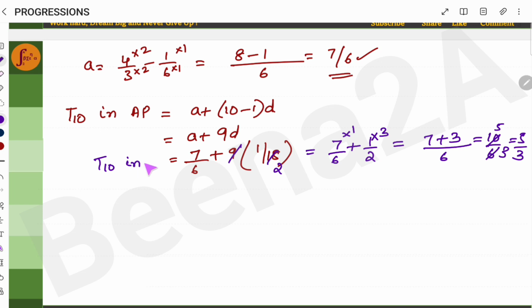So this is in arithmetic progression. Now I have to find the 10th term in harmonic progression. Just take the reciprocal of this. The reciprocal of 5 by 3 is, reverse it, 3 by 5. So this is the answer.